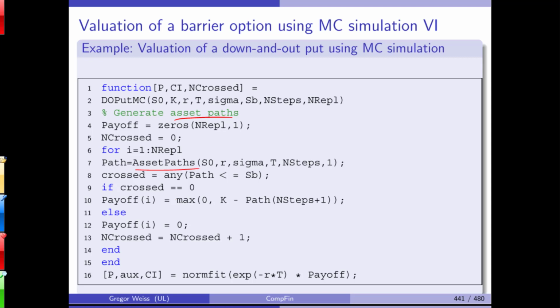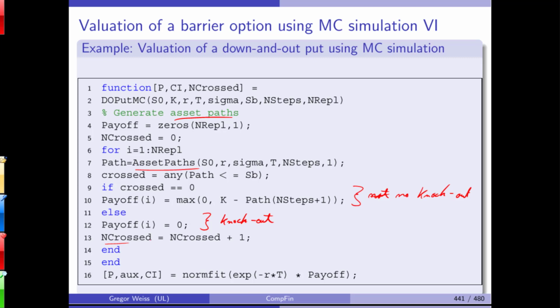Why do we have an if-else condition here? Quite simply, it's a down-and-out put. If the barrier is crossed only once, the payout will be 0. The option is worthless. If it has never been crossed, it's a simple put. So this is not crossed, or let's say no knockout. And this here is a knockout.